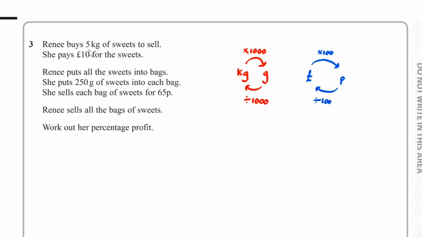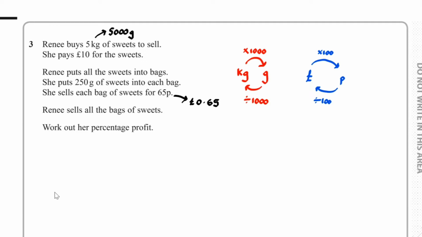And so if we have 5 kilograms of sweets to sell, multiplying the 5 by 1000, we get 5000 grams of sweets to sell. And if we sell each 250 grams of sweets in the bag for 65 pence, if I convert that into pounds by dividing it by 100, we have 0.65.